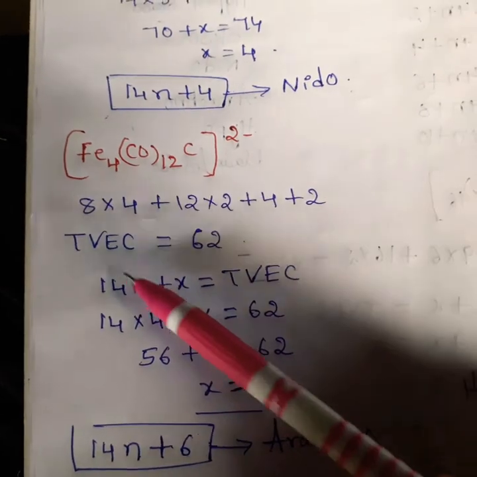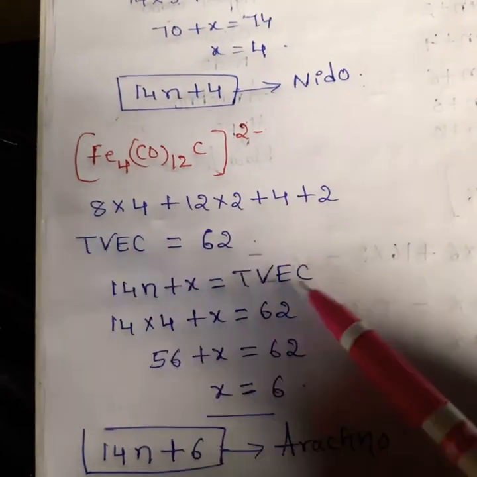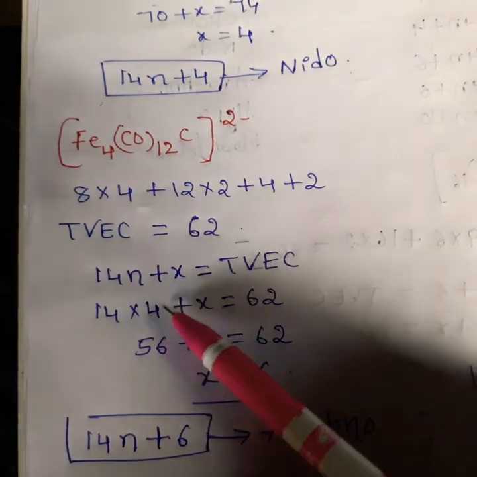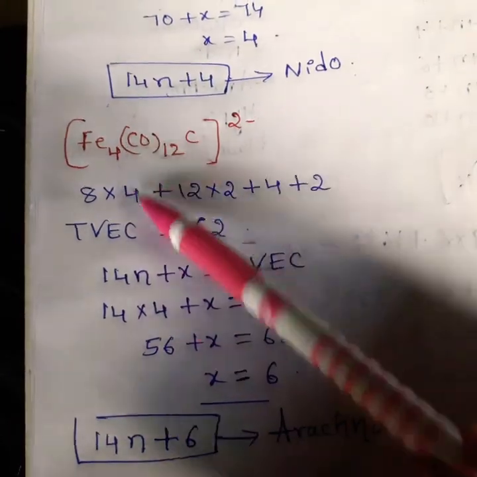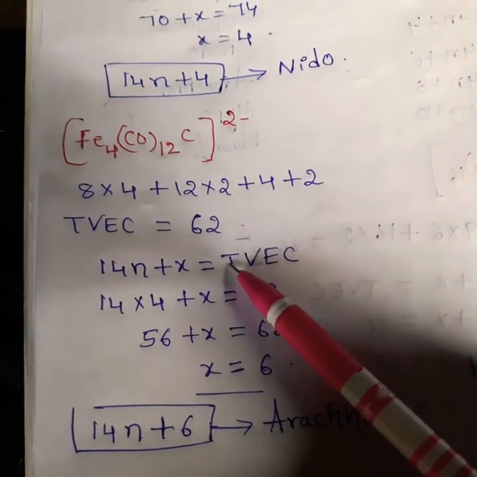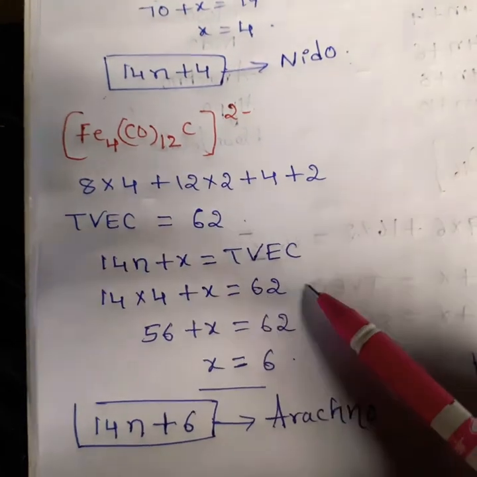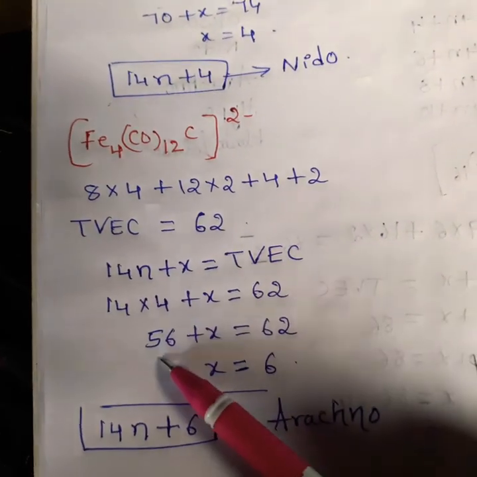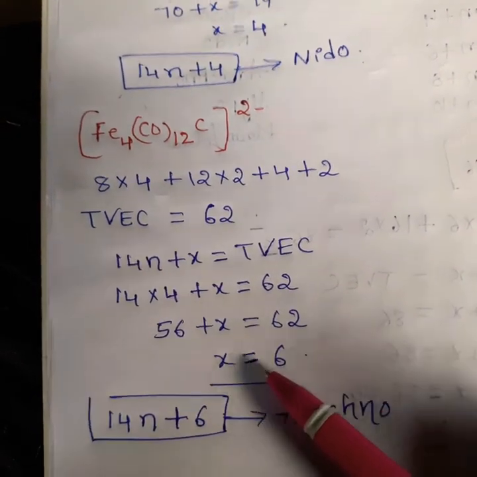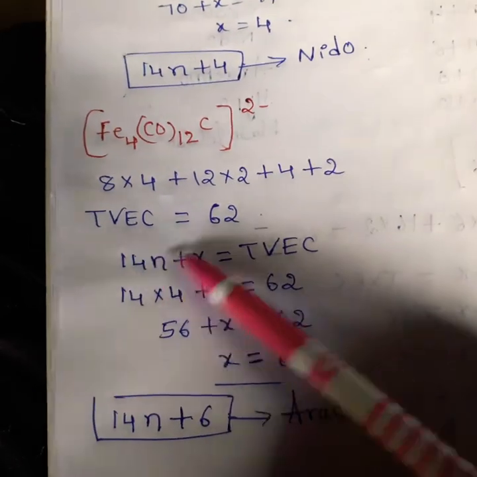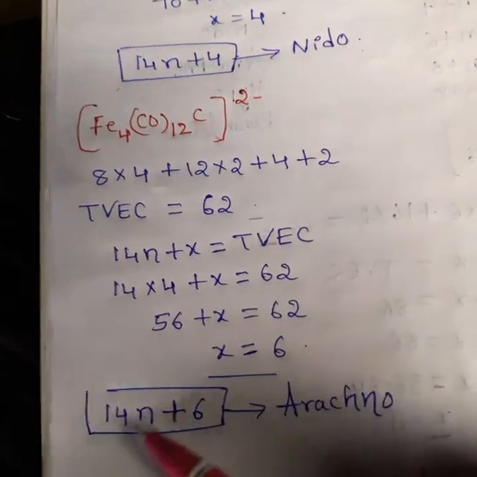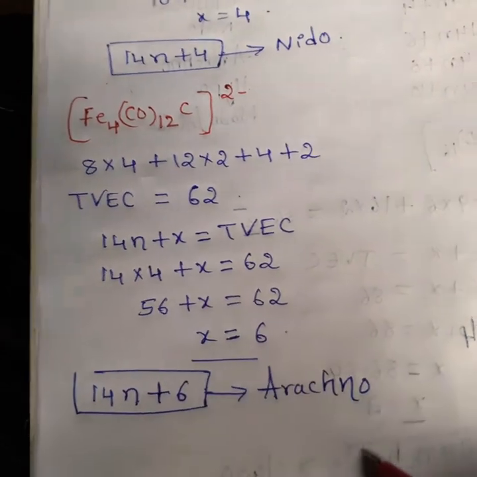And now we have to look at this. See, 14n plus x is equal to the total valency electron count, and just substitute, friends. N means the number of metals, 4, plus x is equal to the total valency electron count. We have already calculated it and we got 62. So 14 fours are 56, 56 plus x is equal to 62. So x is equal to 6. Just substitute the value of x in this, that's it. So 14n plus 6 means arachno.